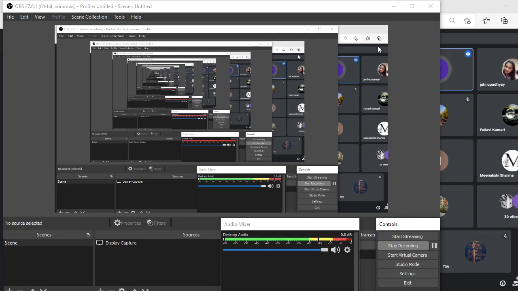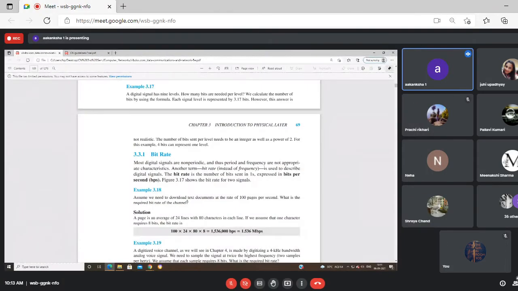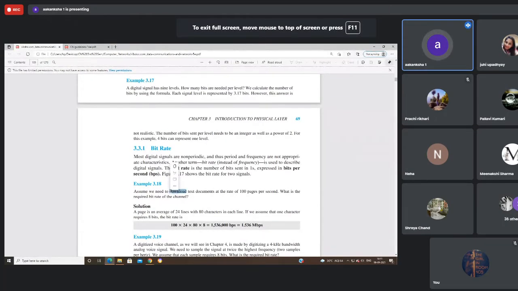Every ASCII character will be encoded in 8 bits. So how many pages are we downloading per second? 100 pages. For each page we have 24 lines, and each line on average contains 80 characters, and each character is represented by 8 bits. So these many bits we need to transfer in 1 second, because 100 pages per second we need to download.